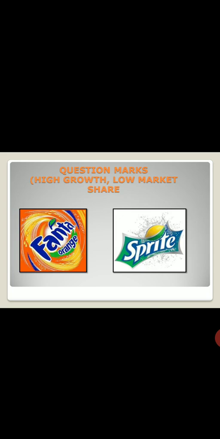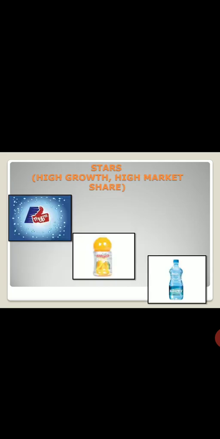If we talk about question marks, where the growth rate is high and the market share is very low, Fanta and Sprite are the two products of Coca-Cola which have higher growth rates but low market share. When we talk about stars, where the growth rate is high and market share is also high, Thumbs Up, Maaza and Kinley are the three products which have higher market growth rate as well as higher market share captured in the market. When we talk about cash cows, where the growth rate is low and the market share is high, Limca and Coca-Cola are two products which are in the cash cow stage.